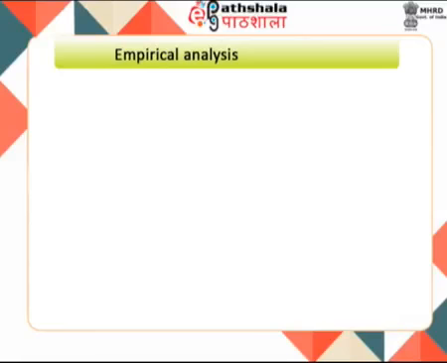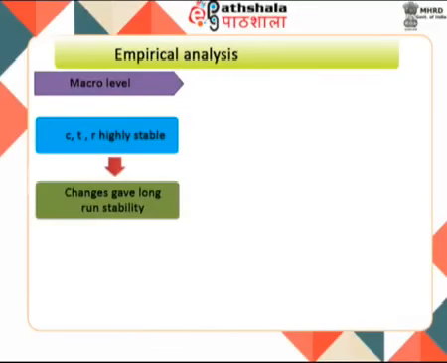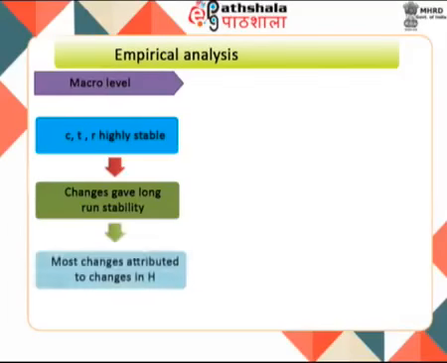The empirical analysis can be conducted at two levels. A, at the macro level, where it is seen that C, T, R have been highly stable, implying that changes in C, T, R have gone in offsetting directions, giving it a long-run stability. Thus, most changes in money supply are attributed to changes in H.